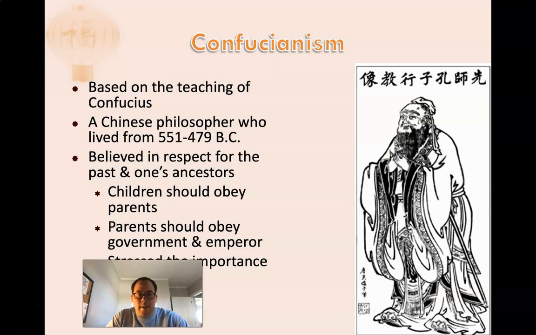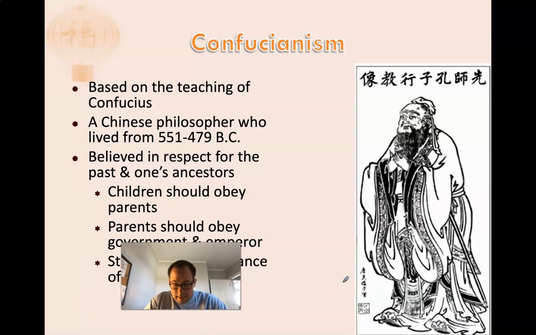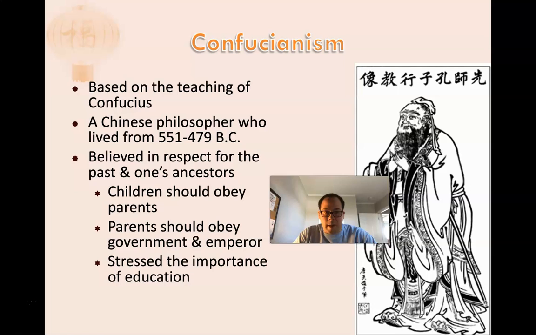Confucianism is based on the teachings of Confucius. While it's classified as a religion, it's more of a philosophy. Confucius, a Chinese philosopher who lived from 551 to 479 BC, believed in respect for the past and one's ancestors. This meant that children should obey their parents, and parents should obey the government and emperor. It also stressed the importance of educating and being educated.